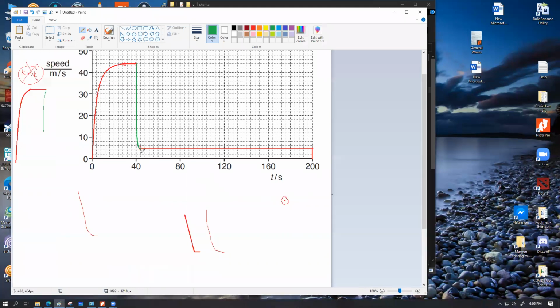Yeah, the final velocity is 5 meters per second. The initial velocity is 44 meters per second. So the math should look like this: a equals v minus u over t, which gives you 5 minus 44 divided by the time.